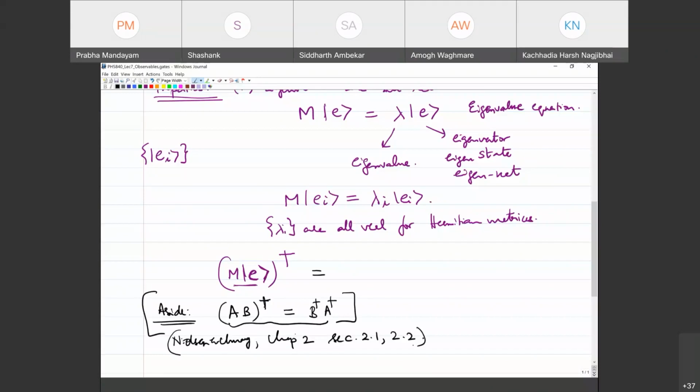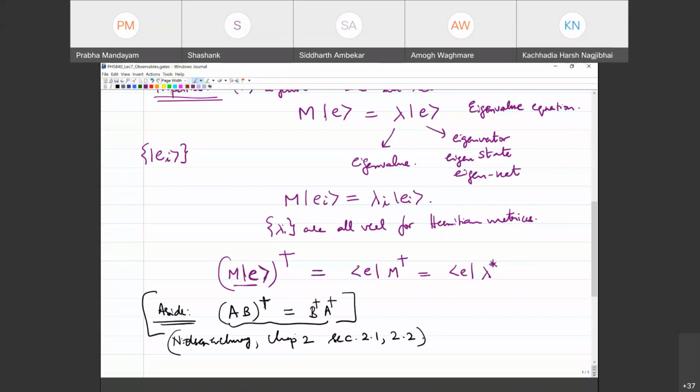Or at least indications of how to prove them. I just thought I could show the fact that lambdas are real very quickly. So then this becomes equal to E M dagger, right? And on the right-hand side, then we have E lambda star, right?